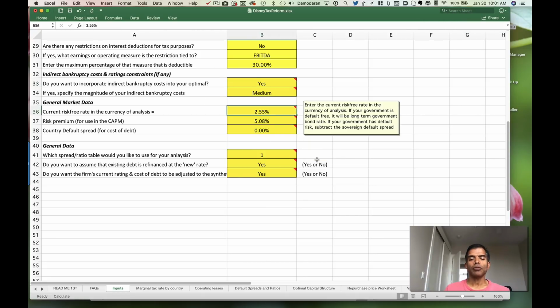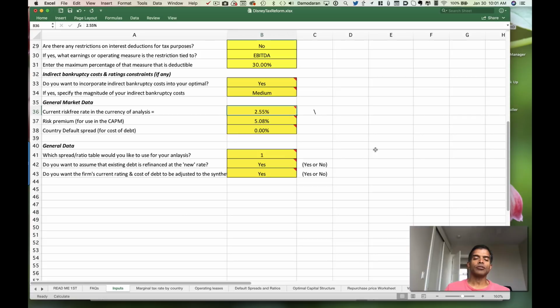And I ask you what the risk-free rate is now. In the case of Disney, I use the US T-bond rate because I'm doing everything in US dollars. If you have a different currency, enter the risk-free rate in that currency. And I ask for an equity risk premium. Go back and take a look at my sessions on equity risk premiums. I've entered the mature market premium here.